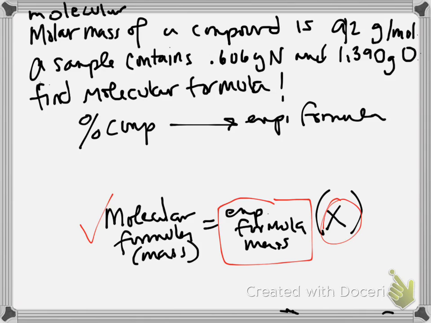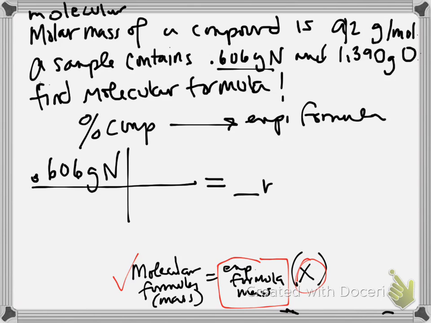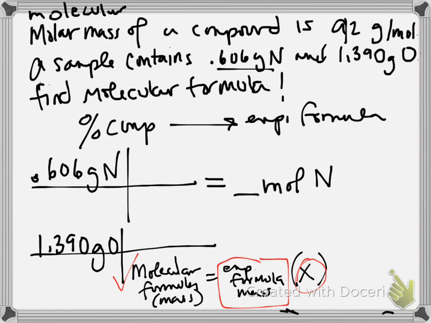So if we back it up all the way to there, we can do this. And we can say, well, 0.606 grams of nitrogen is equal to how many moles of nitrogen? And 1.390 grams of oxygen is equal to how many moles of oxygen?